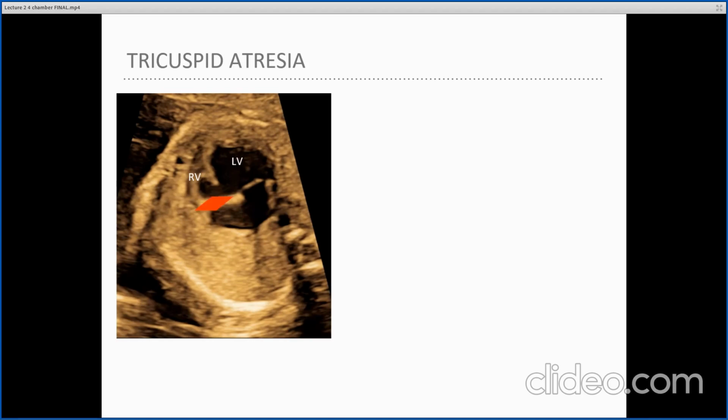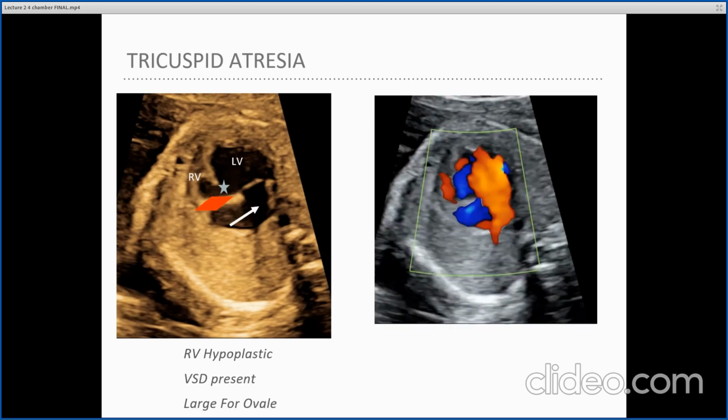The tricuspid valve is completely atretic and not opening. There is a ventricular septal defect shown by the star, and there is a large interatrial communication. When we look at the color flow mapping of the same, we can see that the right atrial blood does not enter the right ventricle because the tricuspid valve is completely atretic.